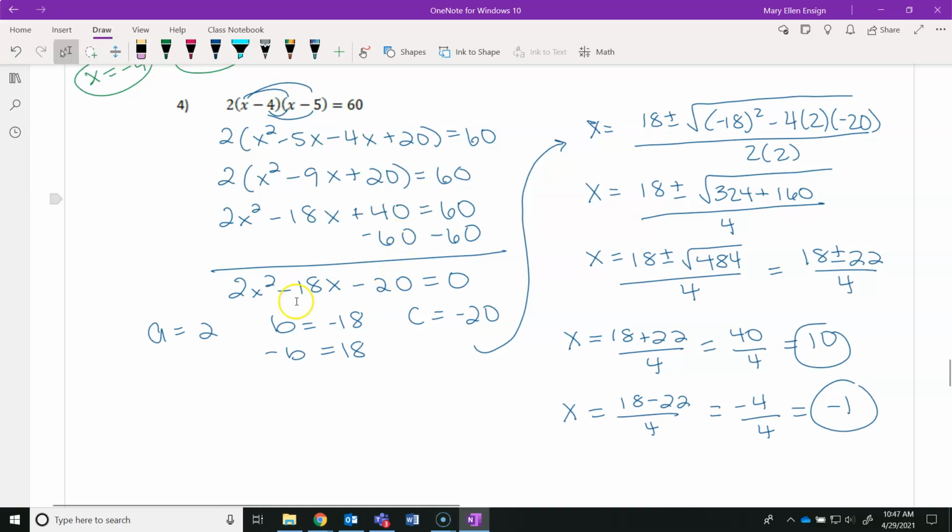Move the 60 over. Now, at this point, you could pull out a GCF and factor, but because we're practicing the quadratic formula, I wrote out my a, b, and c, and plugged in my negative b. Luckily, again, we got a perfect square under the square root. 18 plus 22 over 4, so we have 10, and then 18 minus 22 over 4 gives us negative 1.